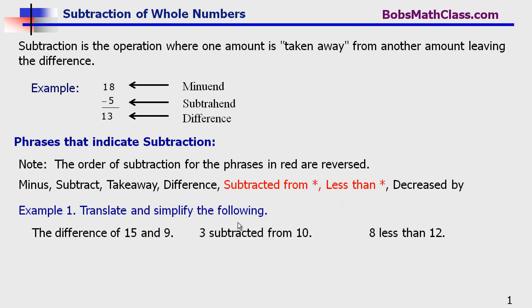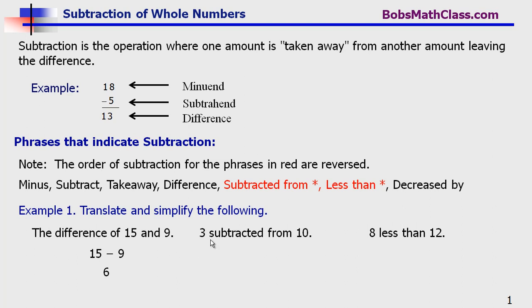Translate and simplify the following. The difference of 15 and 9. So difference is one of the phrases that indicates subtraction. So right in between the 15 and 9, we're going to replace the word and with a subtraction symbol. 15 minus 9. And 15 minus 9 is 6.